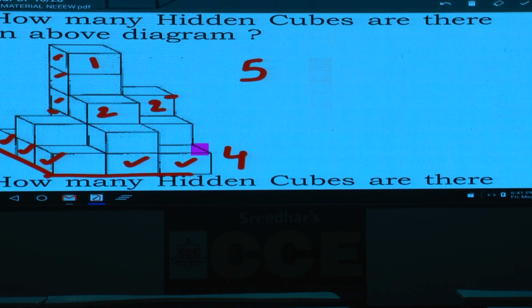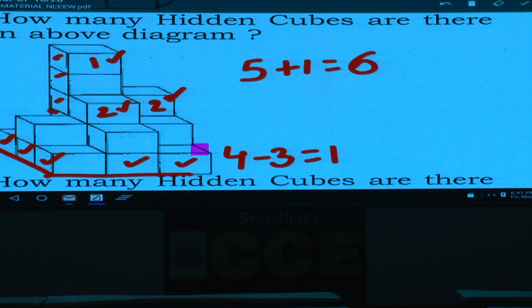Among these 4, 1 already counted here, already counted here, already counted here, isn't it? Hence among these 4, how many were already counted? 3 were counted, and what is left over? Only 1 is left over, and so 5 plus 1, that is 6. Is this clear now? Question number 3.